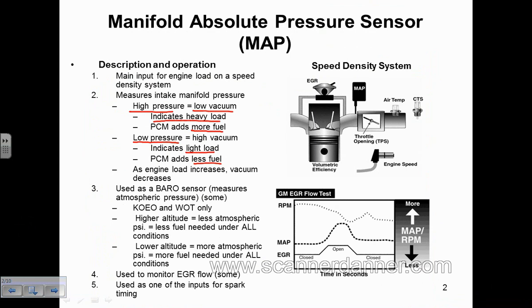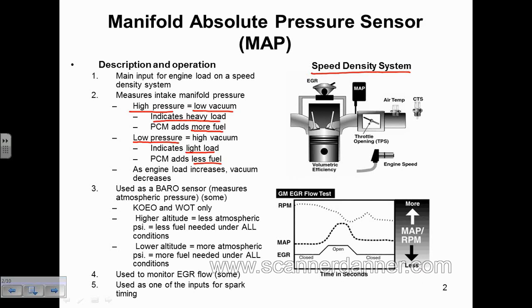Over here, we got a title or a name that you guys need to learn. It's called a speed density system. A MAP sensor is the primary input for engine load on a speed density system. There are two types of systems. We talked about this in section 1. I don't know if you guys remember when we talked about vacuum leak testing on a MAP and a mass airflow engine. And if you remember, I used this term, speed density, before. What is it? It is a mathematical calculation to determine incoming airflow. You want to remember this title, this name, speed density. You'll hear it a lot in this field.